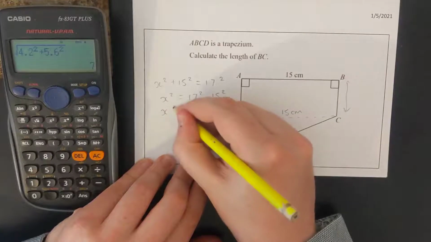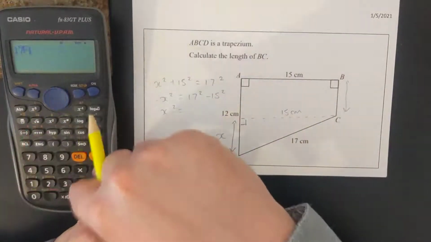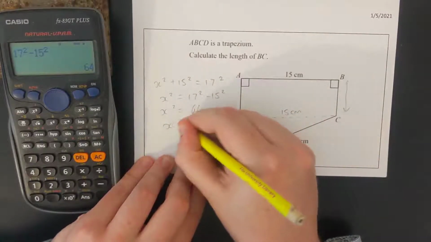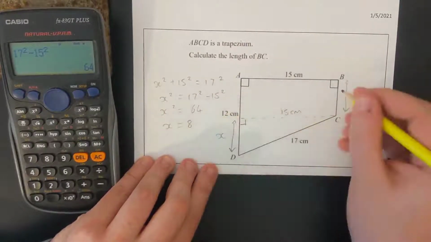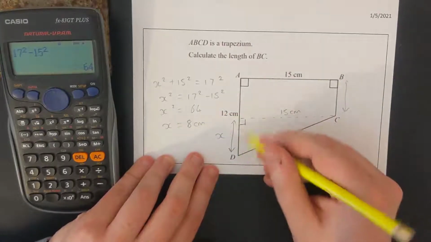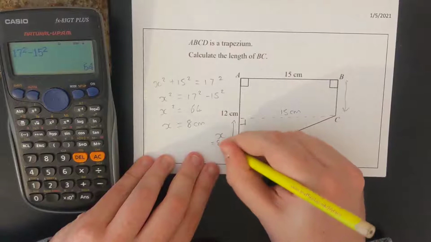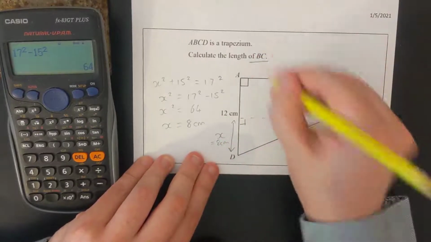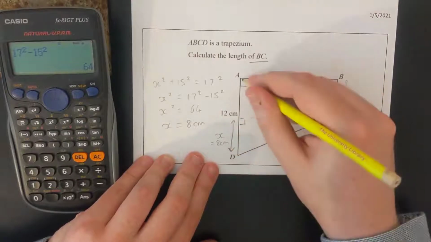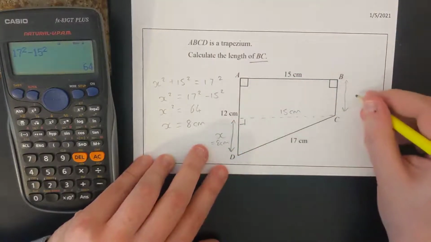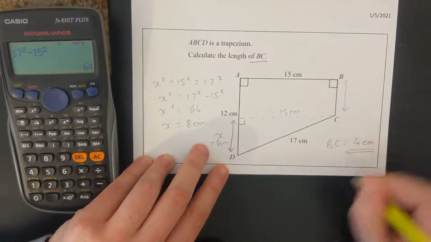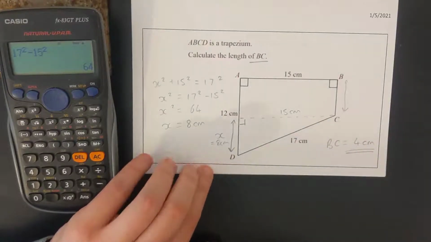So that means that x squared is equal to 17 squared subtract 15 squared, which is 64, and so x is equal to 8 centimetres, square rooting both sides. Once again, I don't need to worry about my plus or minus because it's a length, so I know this is 8 centimetres. But I'm not done, I need the length of BC. If I know this length here is 8 centimetres and the total length is 12 centimetres, BC must be equal to 4 centimetres. 12 subtract 8.